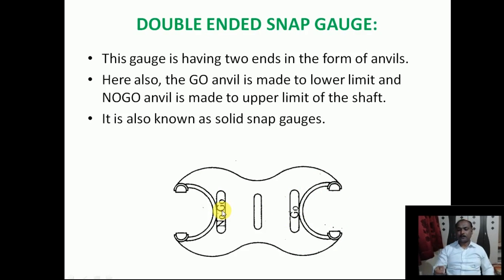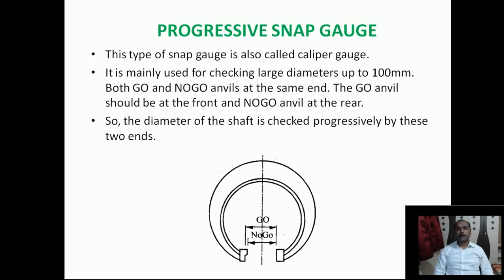But here also, if you use this snap gauge, then I have to check the go side, then I have to turn it by 180 degrees, and then I have to check the no go side. And again, this turning by 180 degrees will take some time. So we are using a progressive type of snap gauge where the go and no go are on the same side. So no need to turn it 180 degrees. But what difference will it make just by turning? If that turning is taking some 3 seconds, and if you are checking 1000 components, the 1000 components will take 3000 seconds. So that will be a considerable amount of time.